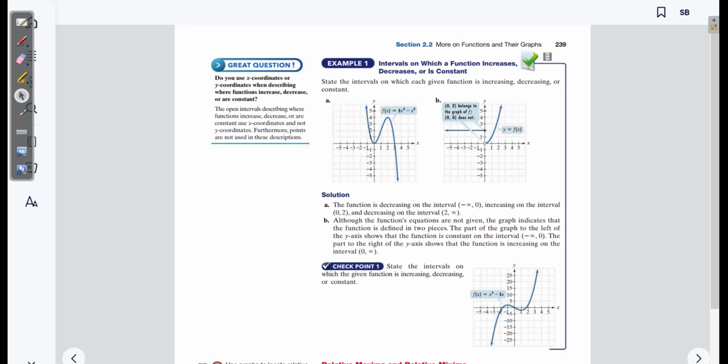Doesn't look like it. Okay, so let's look at example one. Example one reads, state the intervals on which each given function is increasing, decreasing, or constant. Okay, so we're going to look at 1a here, and we're going to talk about where we're increasing and where we're decreasing.